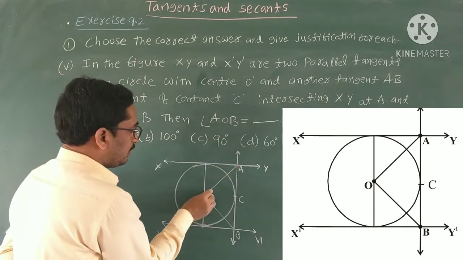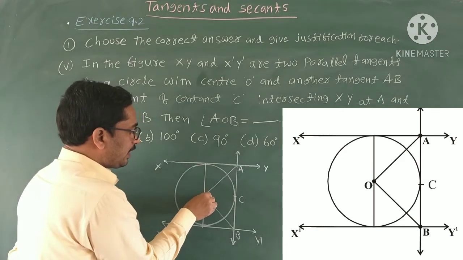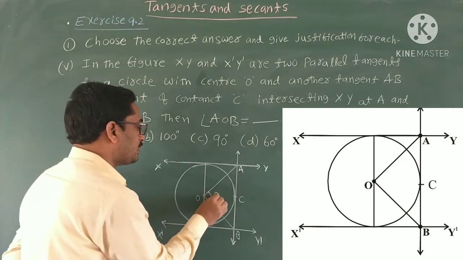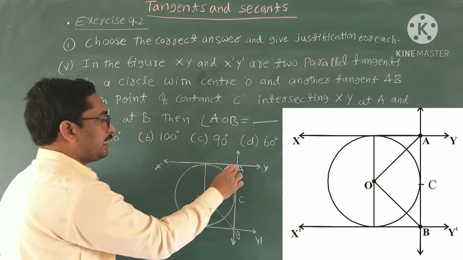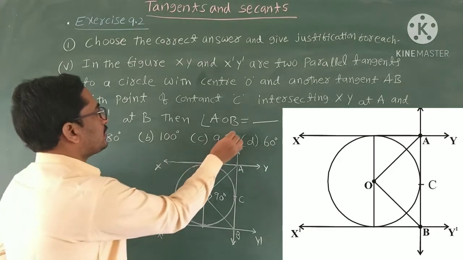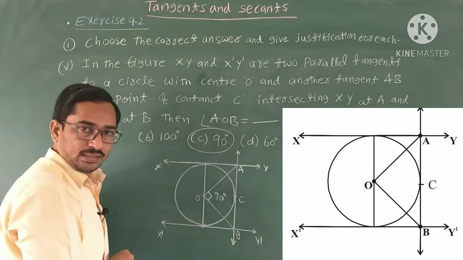Angle AOB is clearly visible in the diagram. The angle is a right angle, which means 90 degrees. So angle AOB is 90 degrees, and our answer is C, 90 degrees.